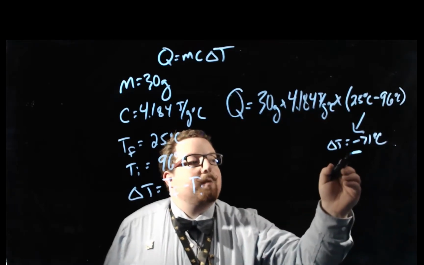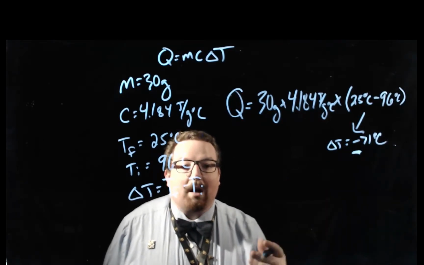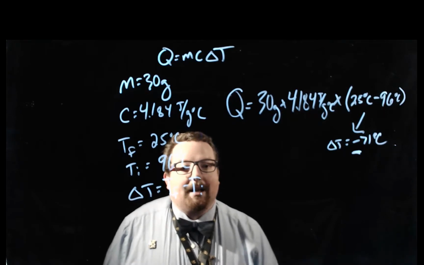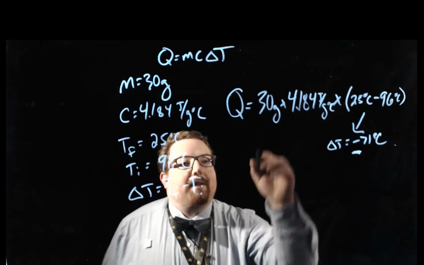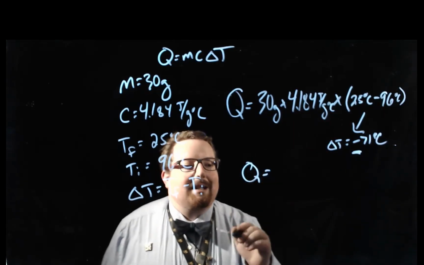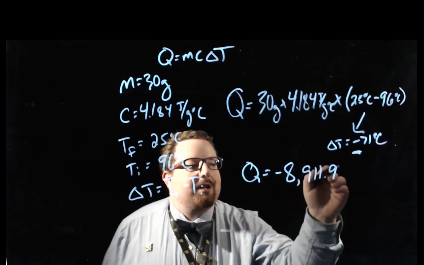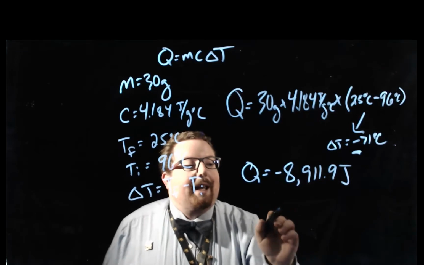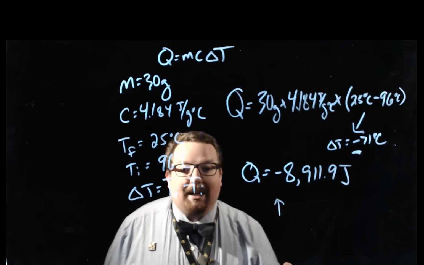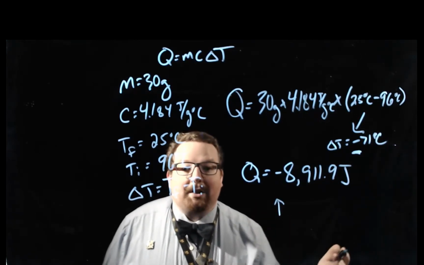That negative is super important because that tells us that the water lost energy. So when we multiply all three of these together, we get that the heat is negative 8,911.9 joules. And again, the negative meaning that the water lost that much energy.